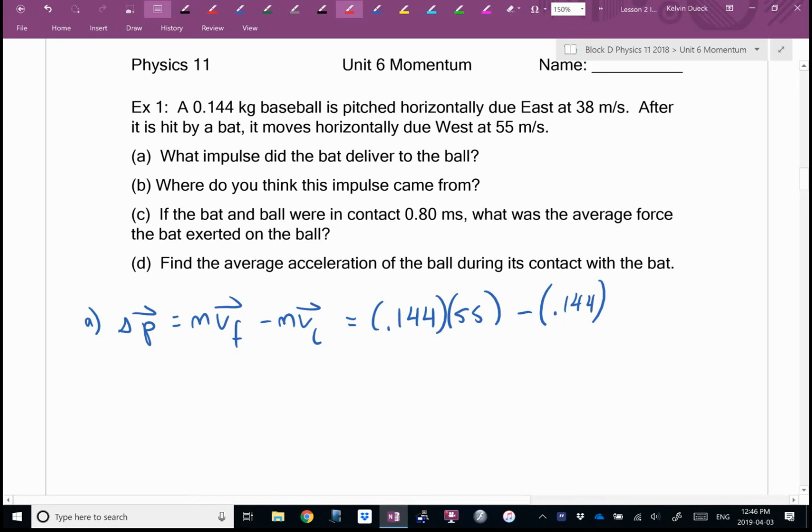But since you let west be positive, we have to make this negative 38. You'll notice you get a minus minus, you're going to get a plus. Anyways, get your calculators out. What's the impulse?